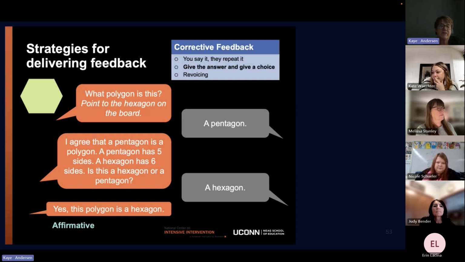Another way to do that is to give the answer and to give the choice. So the same question, what polygon is this? The kid says a pentagon. I agree that a pentagon is a polygon, but a pentagon has 5 sides, a hexagon has 6. Is this a hexagon or pentagon? Now I've given them a couple choices. I've already explained the one that was correct. When the kid correctly answers a hexagon, once again, I get to end with affirmative, positive feedback. The student gets to end correctly. Much more motivating than to leave them on the wrong answer and just give them correction.